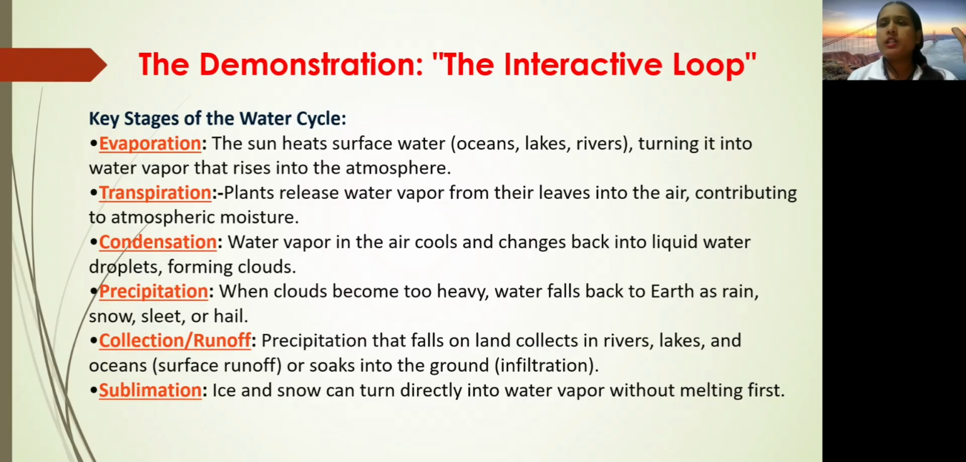Everyone knows that the sun heats the oceans, creating vapor, which rises into the atmosphere. The vapor cools down and changes into liquid water droplets, forming clouds. The clouds become heavy and the water falls back down to the earth. That precipitation falls on land and collects into rivers and oceans, and soaks into the ground. Ice and snow can also turn directly into water vapor without melting first. So this is the common cycle, a continuous process.